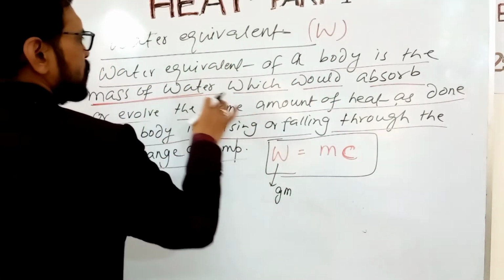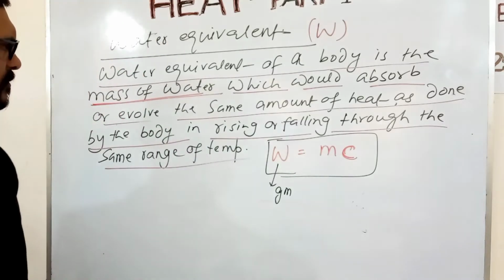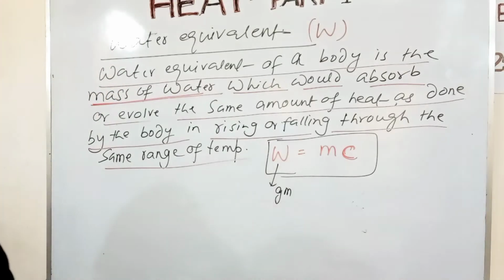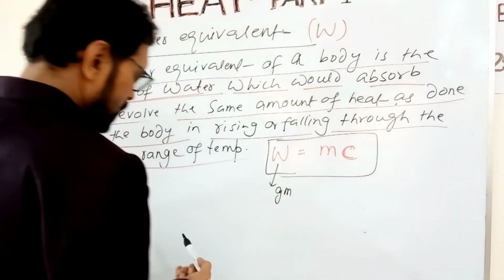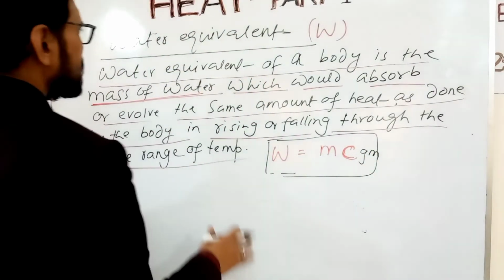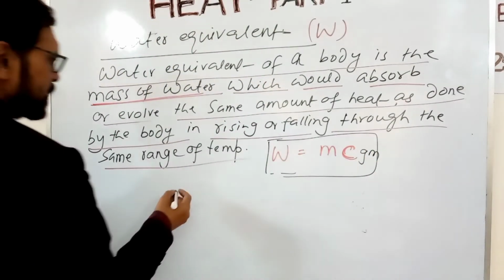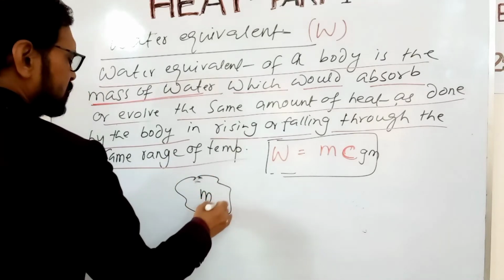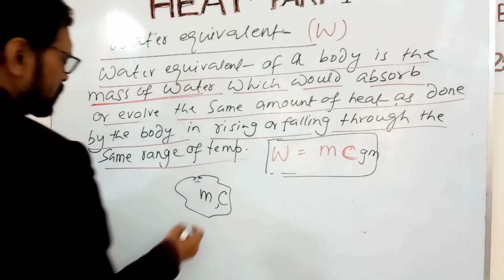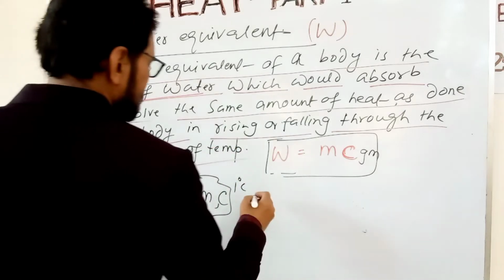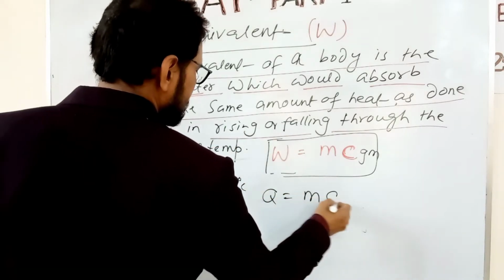...of a body is the mass of water which would absorb the same heat. Water equivalent, unit of W, equals mc gram. Now what is the meaning of water equivalent? Suppose any object whose mass is m and whose thermal capacity is c. Now what is the heat required? Heat required to raise the temperature of the body by 1 degree centigrade will be mass into its specific heat.